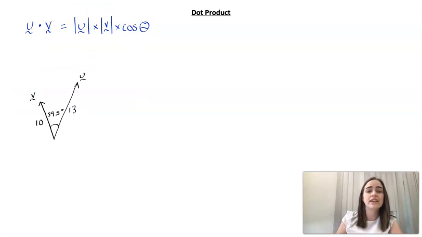So if we have a look at an example, we've got two vectors u and v. We're told that the magnitude of u is 13, the magnitude of v is 10, and the angle between them is 59.5 degrees. So if we want to find the dot product, u dot v, then we're going to do our 13 times 10 times cos of 59.5 degrees. And if you put all of that in your calculator and round off to the nearest whole number, you're going to get about 66.